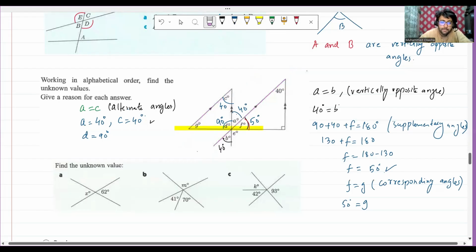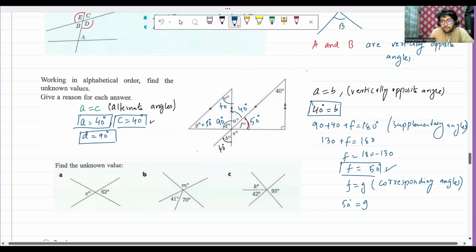Do we have all the angles? I really hope so. G is equal to 50 degrees. Are we good? We have A, and we have C, we have D, we have B, we have F, and we have G. G is equal to 50 degrees. A, B, C, D. Do we have angle E too? Yes, there's an angle E. Angle E is visibly 90 degrees, isn't it? Because it's the vertically opposite angle of 90 degrees.